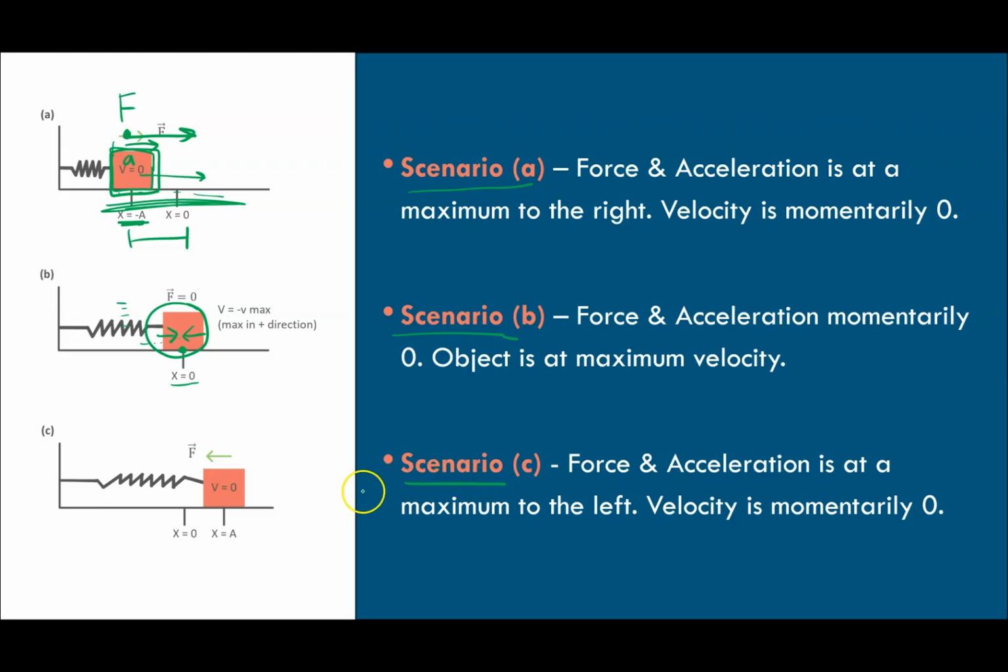Scenario C, force and acceleration is at a maximum to the left. So it's all the way to the right. That means that the spring is pulling it to the left as much as possible, and it's accelerating to the left as much as possible. And since it's oscillating back and forth like this, this is all the way at this point right here, so it momentarily comes to a stop before it turns and goes around the other way. I hope that makes sense.